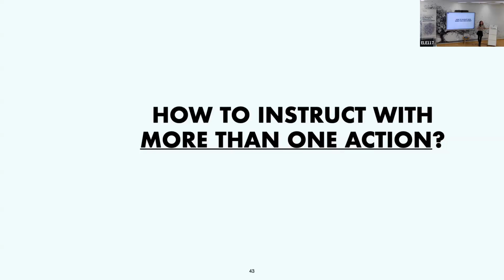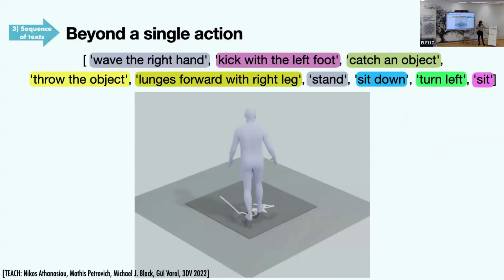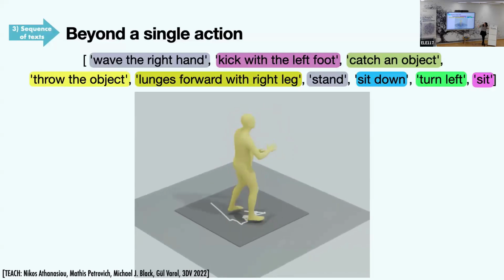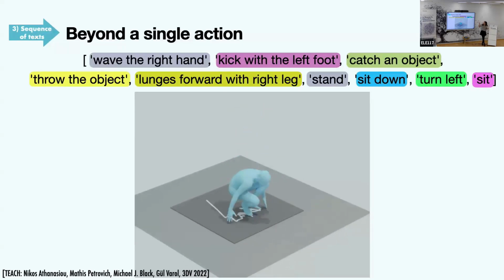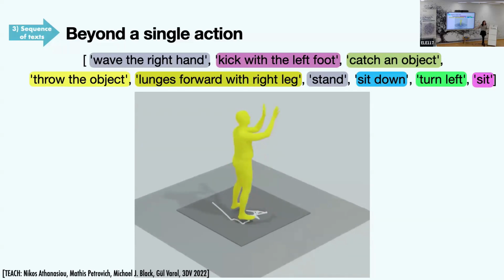but we want to generate long sequences, infinitely many. And this transformer that we've designed takes the whole thing at the same time, so it has quadratic complexity if we want long sequences. The idea is to build on the previous work to make it handle a sequence of texts. That's kind of similar to what I showed before. An example for inputs: wave the right hand, kick with the left foot, catch an object, throw an object, lunge forward, stand, sit down, turn left, and sit. There's no way you collect such data annotation, but this is at test time.